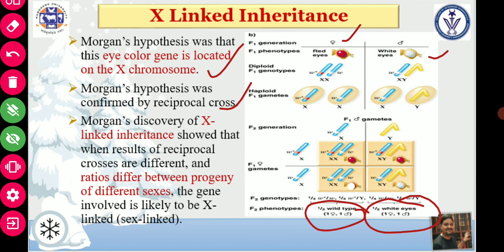The discovery of X-linked inheritance showed that the results of reciprocal crosses are different, and the ratio differs between progeny of different sexes. The gene involved is likely to be sex-linked. So based on the result obtained from reciprocal crosses, Morgan concluded that the gene for eye color is located on the X chromosome, that is, X-linked inheritance.